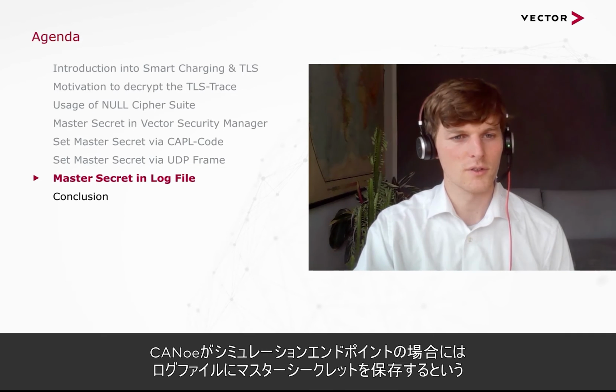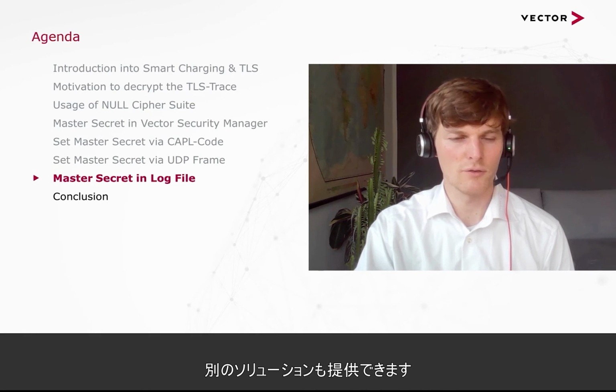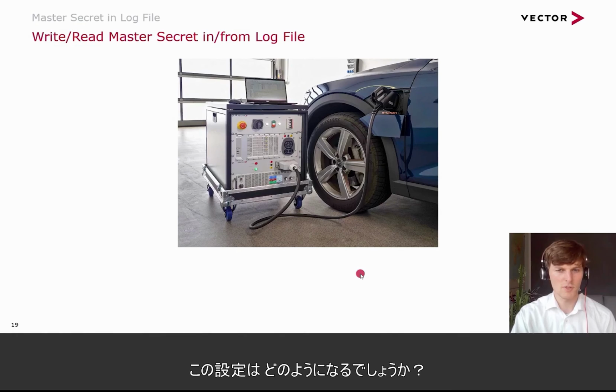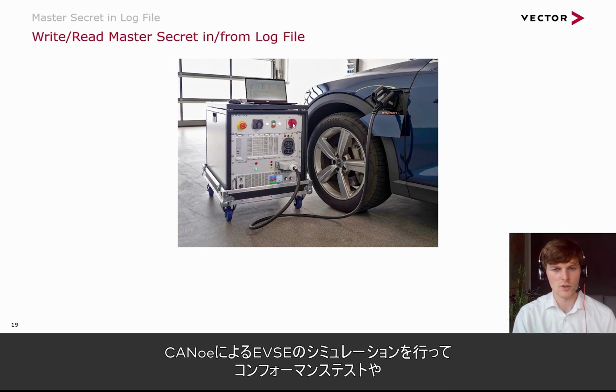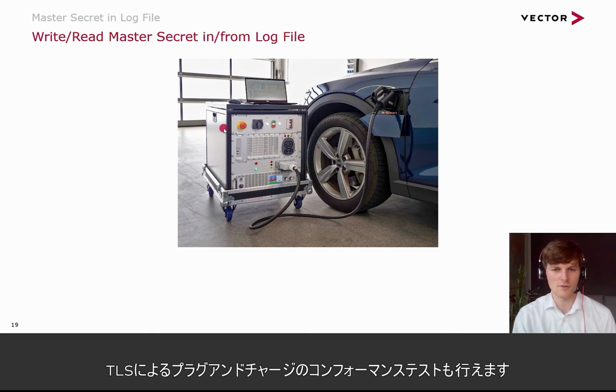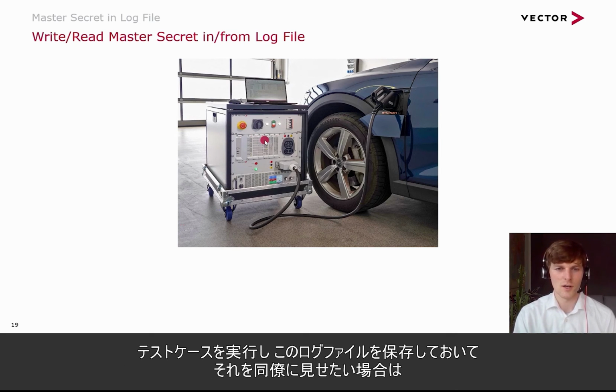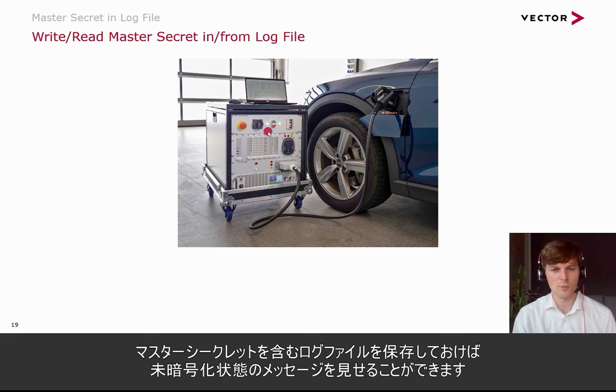So we can offer you also another solution. If CANoe is your simulation endpoint, then you can store the master secret in the log file. So how does this setup look like? Here, for example, you have our conformance test system, which uses CANoe to simulate the EVSE, and we run here our conformance test, for example, also Plug and Charge conformance test with TLS. So if you do a test case and you want to save this log file to show it to a colleague, for example, you can save this log file with the master secret so that your colleague is able to see the unencrypted messages.